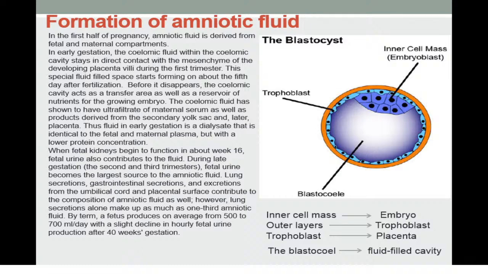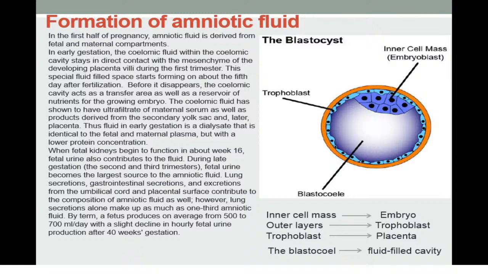How is it formed? As for the formation of the amniotic fluid, in the first half of pregnancy, amniotic fluid is derived from fetal and maternal components. In early gestation, the coelomic fluid within the coelomic cavity stays in direct contact with the mesenchyme of the developing placenta during the first pregnancy. This special fluid-filled space starts forming at about the 5th day after fertilization.